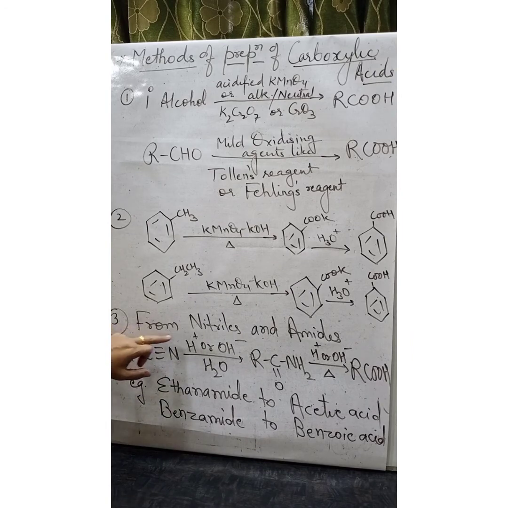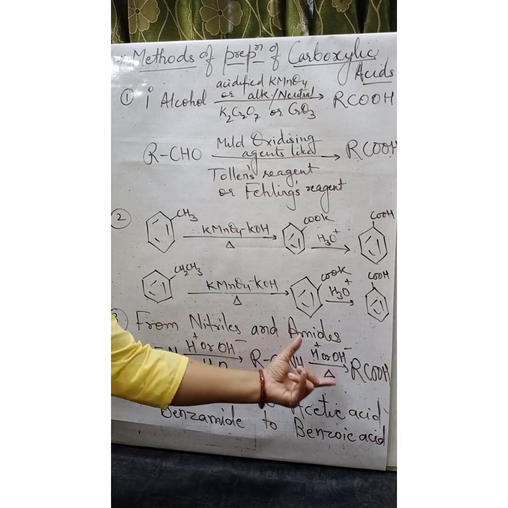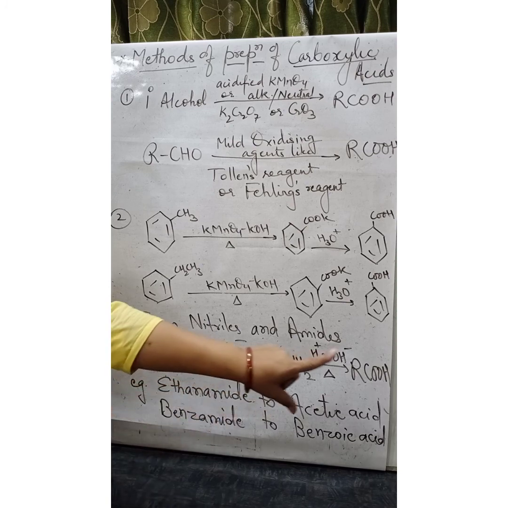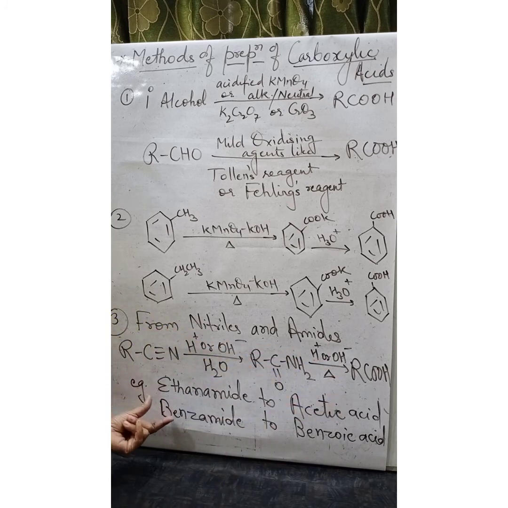Carboxylic acids can also be prepared from nitriles and amides. Nitriles on hydrolysis form amide, and amide on heating forms carboxylic acid. The very important conversion of this is ethanamide to acetic acid. Ethanamide means CH3CONH2 gets converted into acetic acid. Benzamide, benzene ring attached with CONH2 group, gets converted into benzoic acid.